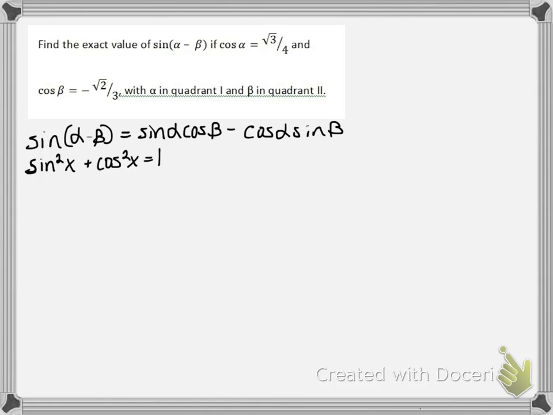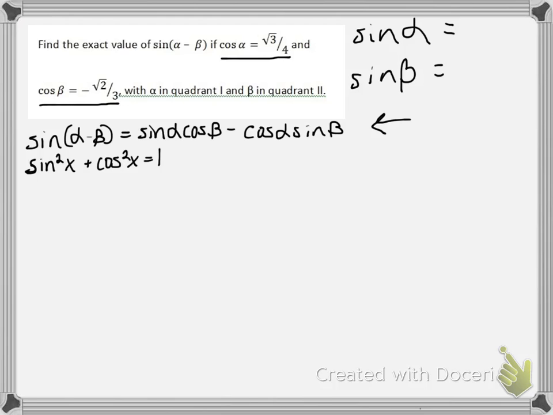So we need to find the sine of alpha minus beta. To do that, we are going to use this identity right here. The sine of alpha minus beta equals the sine of alpha cosine beta minus the cosine alpha sine beta. So for this one, we need the sine of both alpha and beta and the cosine of both alpha and beta to use this identity. Well, what we've been given is the cosine of alpha and the cosine of beta. We don't know the sine of either. So we need to find those. We need to find the sine of alpha and the sine of beta.